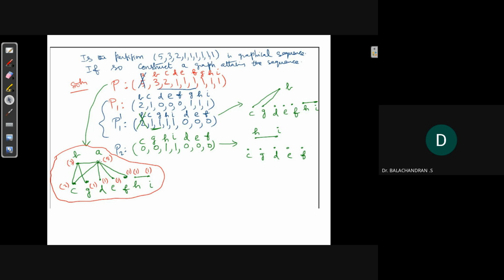Now the degree of A is 5, the degree of B is 3, check it. The degree of C is 2, and all the remaining ones are 1: D is 1, E is 1, F is 1, G is 1, H is 1, I is 1. So again, this is a disconnected graph, but it is graphical. We can draw a graph, but it is not connected. So for the question, is the partition a graphical sequence? Yes, the partition is a graphical sequence.